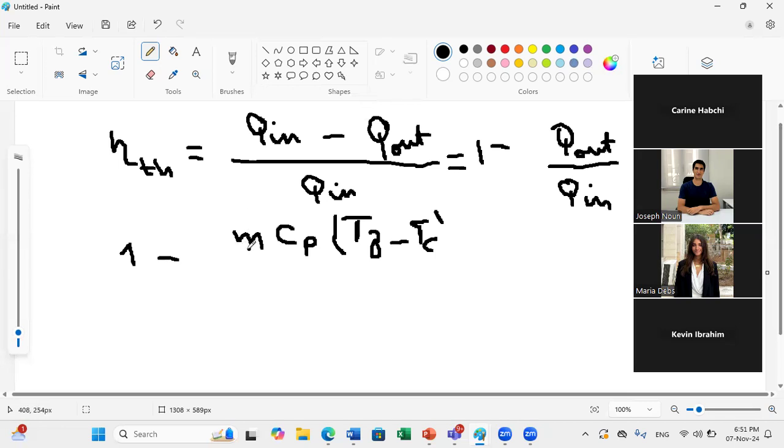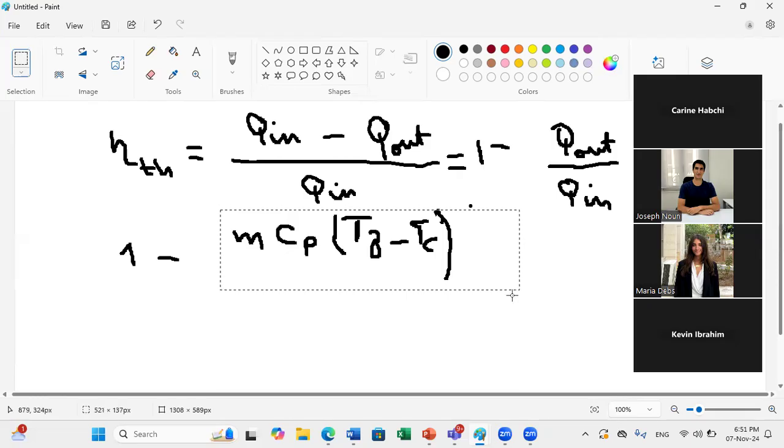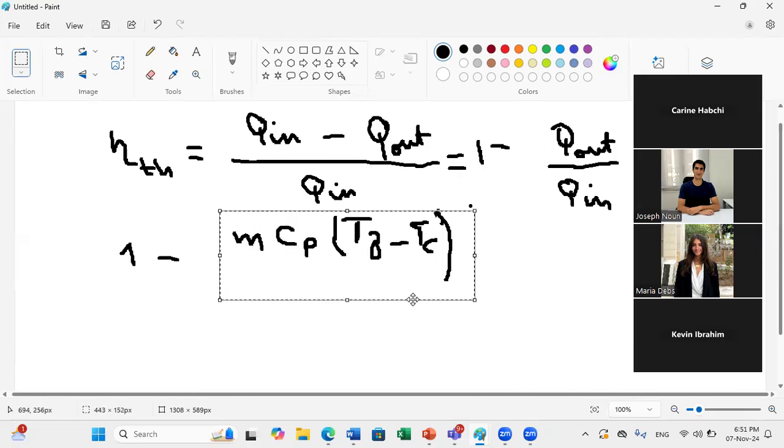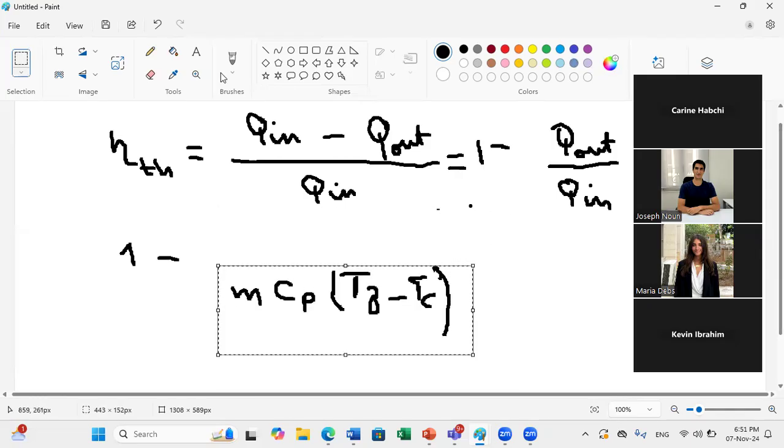Q out. Okay, so I will put this term for the denominator. This is for the denominator: mCp (Tz minus Tc). Okay, for the numerator, I need to put Q out. So let us take this term at the denominator. Okay, and now for Q out.